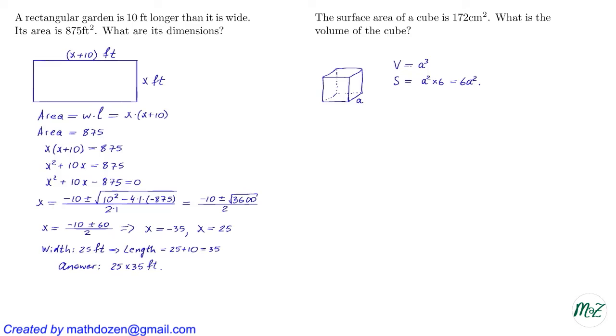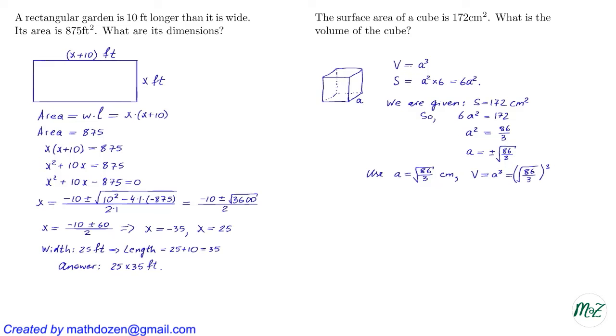So since we're given that surface area is equal to 175 square centimeters, we have 6a squared is equal to 175. So a squared is equal to 175 over 6. And then doing the square root, we have a equals positive or negative square root of 175 over 6. So we're going to use the positive value because that's the dimension of the cube. So since a is equal to the square root of 175 over 6, the volume will be a cubed. So that's the square root of 175 over 6, cubed.